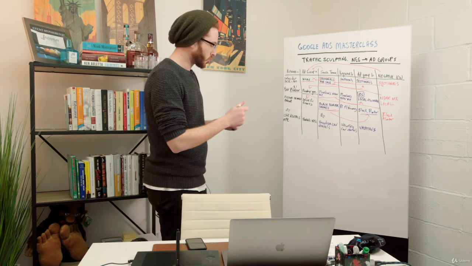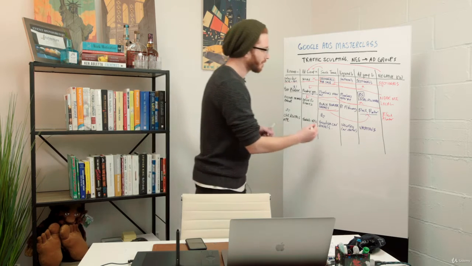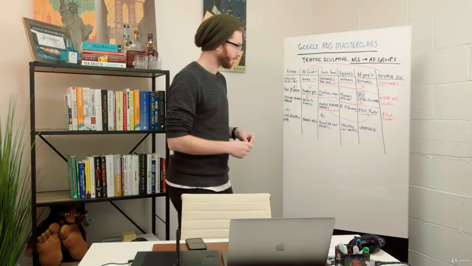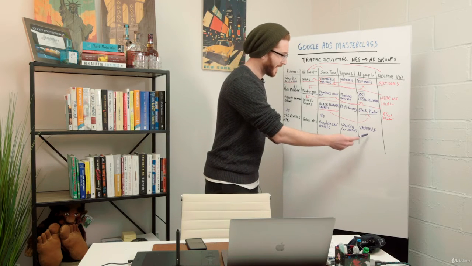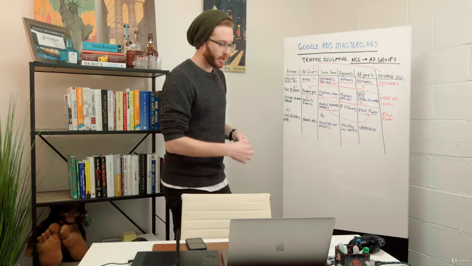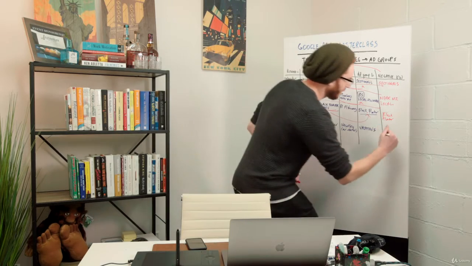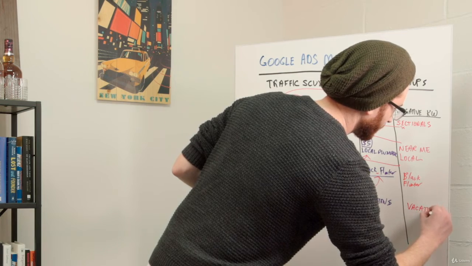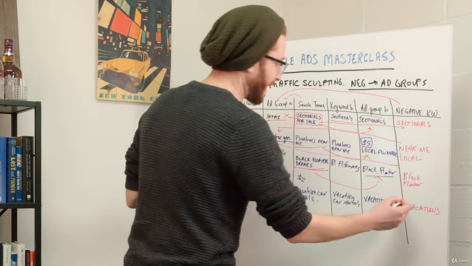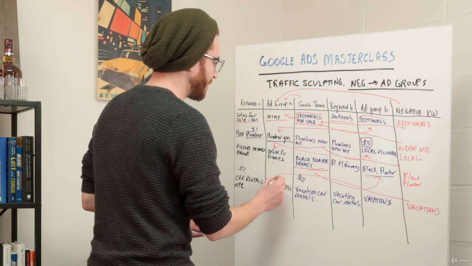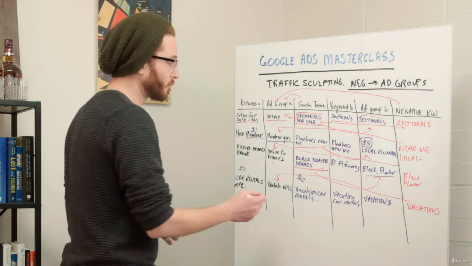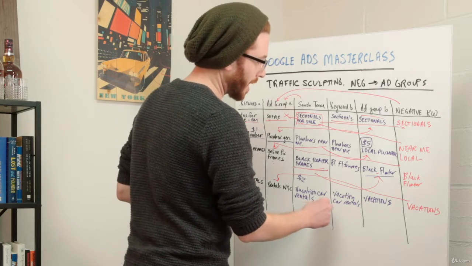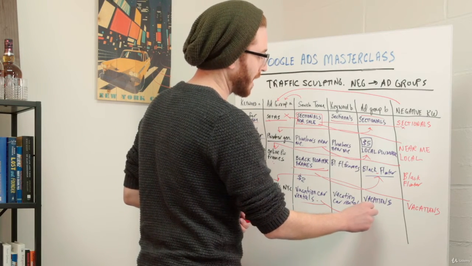So if I want to make sure that vacation car rentals only goes into my vacations ad group, I would go ahead and add vacations as a broad match negative inside my rentals New York City ad group, which would make sure that anytime somebody searches for vacation car rental, Google would show an ad from my vacations ad group.